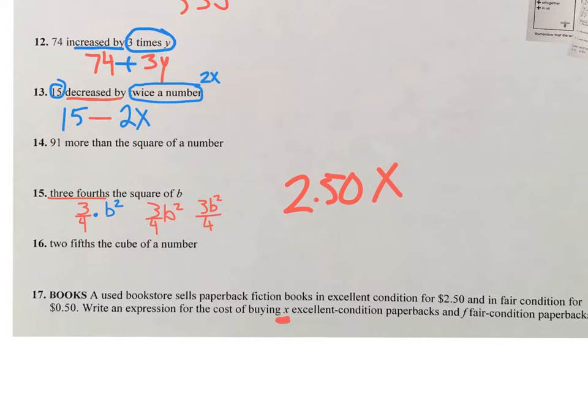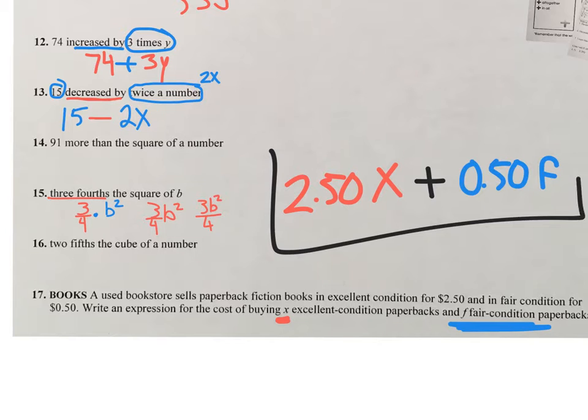Okay? But let's say you also want to buy some used. How much do the used ones cost? It says right here, 50 cents. And it says use F for the used fair condition books. So they want you to use F. So if you buy a couple of new ones and you buy a couple of used ones, it's going to be 50 cents, 0.50 times F, because they say use F for the fair condition books. And this is your algebraic expression that'll give you how much you actually spend, whether you buy new or used.